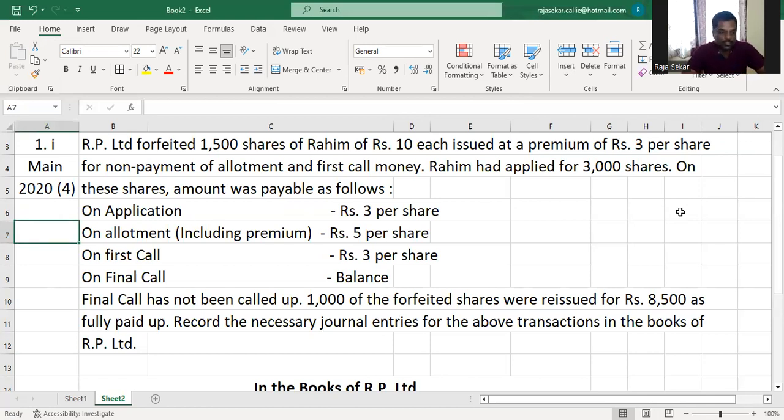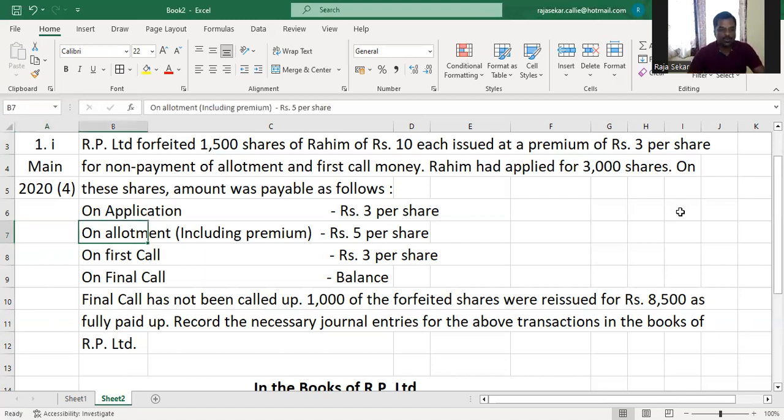Rahim had applied for 3,000 shares. On these shares, the amount was payable as follows: on application 3 rupees, on allotment including premium 5 rupees, on first call 3 rupees, and on final call the balance. The final call has not been called up. 1,000 of the forfeited shares were reissued for rupees 8,500 as fully paid up. Record the necessary journal entries for the above transaction in the books of R.P Ltd.